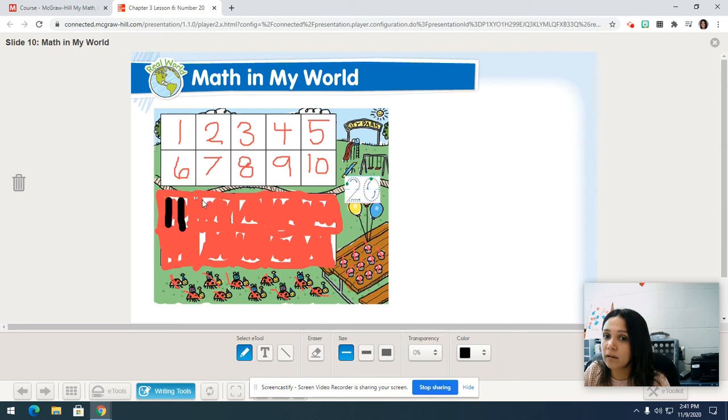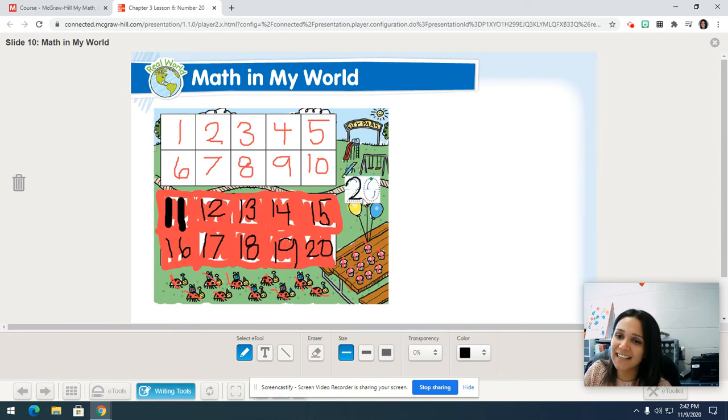10, 11 plus 1 more, 12. 13. 14. 15. 16. 17. 18. 19. 20. Trace the number 20. A 2 and a 0, and that makes 20.